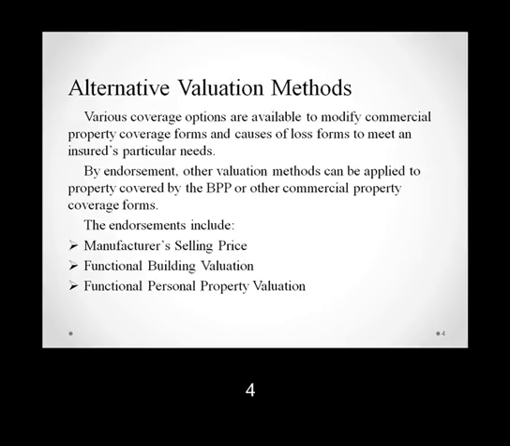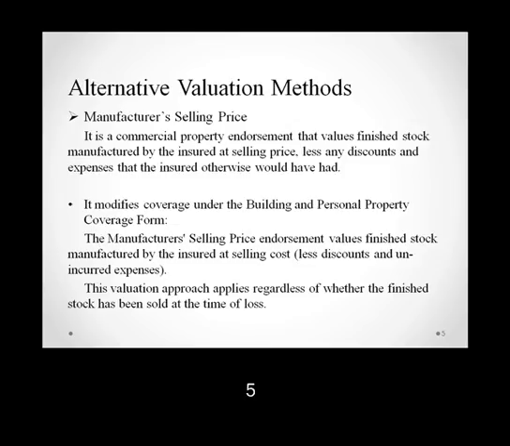These various valuation methods will apply to property that is covered under the building and personal property coverage form, including the optional coverage for replacement cost coverage. There are three types of endorsement under the alternative valuation method. First, there is the manufacturer's selling price. Second, functional building valuation. And third, functional personal property valuation. So let's first take a look at the manufacturer's selling price.